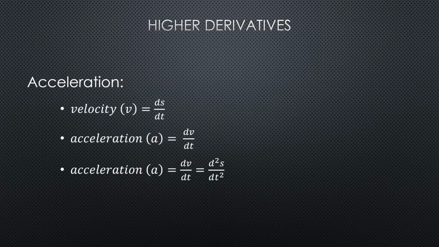And here's an example of higher derivatives applied. We know that velocity is equal to the derivative of distance, and acceleration is going to be the derivative of that, of velocity. Another way to write this is that acceleration is equal to the derivative of velocity and the second derivative of distance.